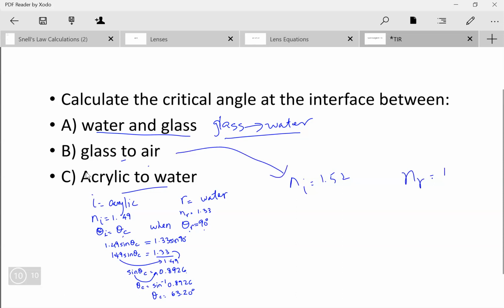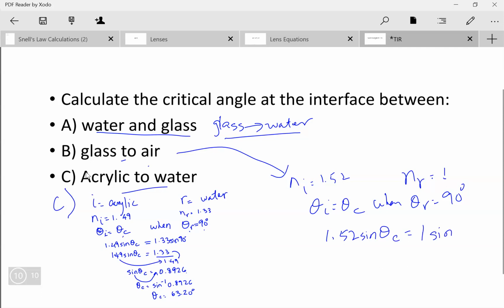This is part B. I've done part C here. Again, the same. Okay. That's the same piece right there. So you can kind of see where this is very similar. 1.52 sine theta C is equal to 1 times sine 90. 1 sine 90 equals 1. Bring the 1.52 down, divide by 1.52.